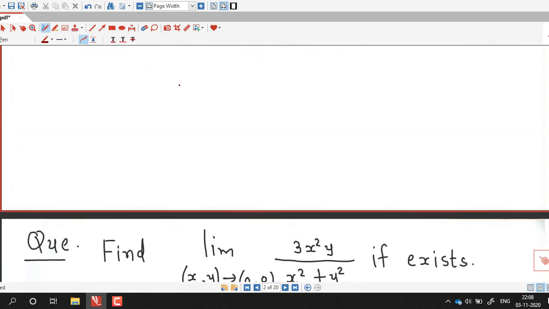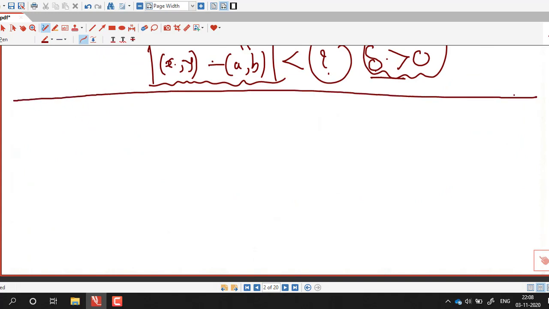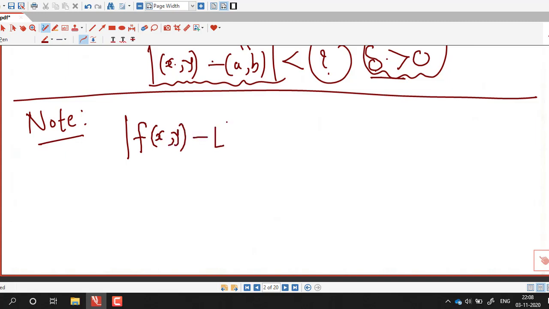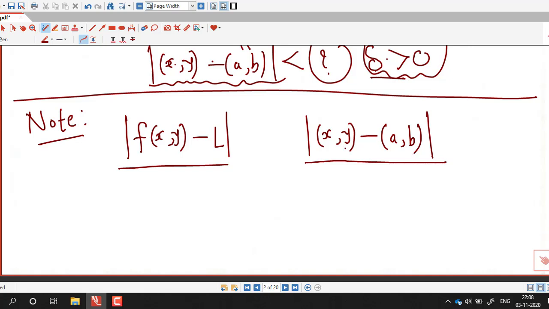So for that we will try to find this type of thing while proving that the limit exists. As we discussed, the distance between f(x, y) and L depends on the distance between (x, y) and (a, b). Suppose we want to decide the limit at point (a, b); then this distance depends on this distance, because f is a function of x and y. So the behavior of f depends on the behavior of the point (x, y) in the domain of the given function. So while proving that the limit exists, we will try to prove this type of inequality: this distance is less than or equal to some constant times this distance.